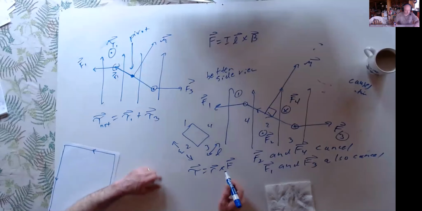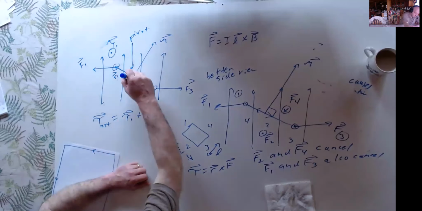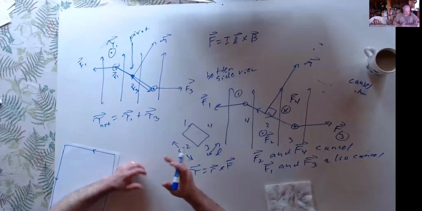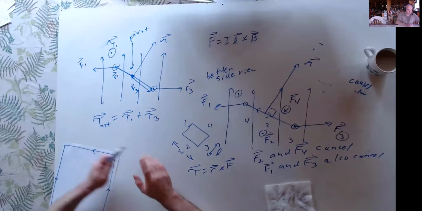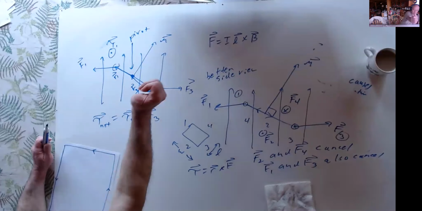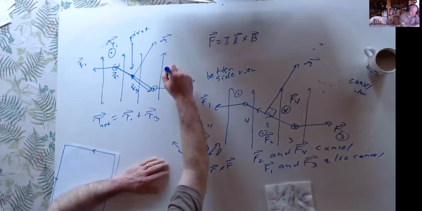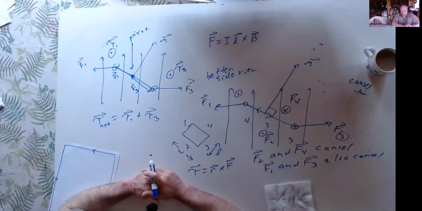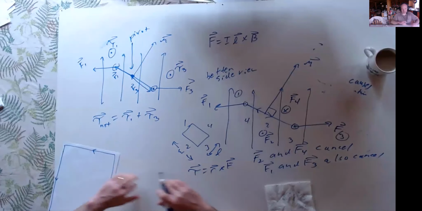Now let's do R cross F for this guy here. So this is R. I call that R3. The magnitudes are the same because this is pivoting about the center. So R cross F3, that's also out of the board. Okay, they're both out. Does that make sense? Okay, I'm taking that to mean yes.